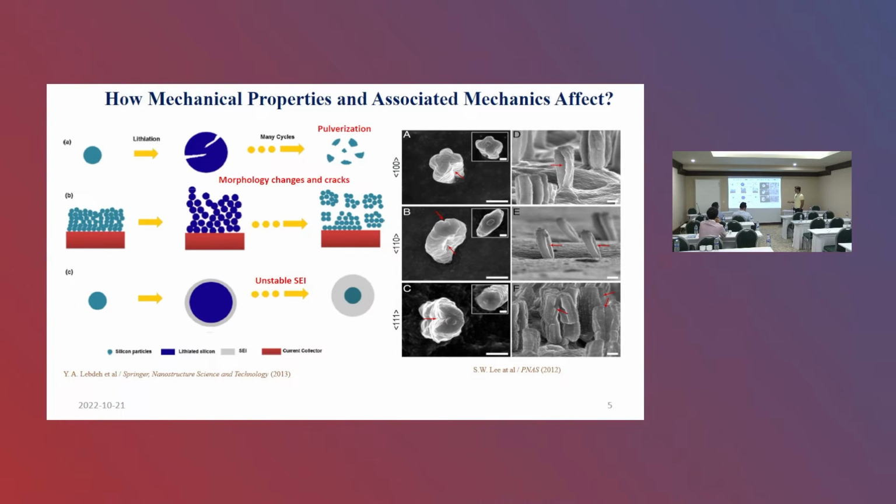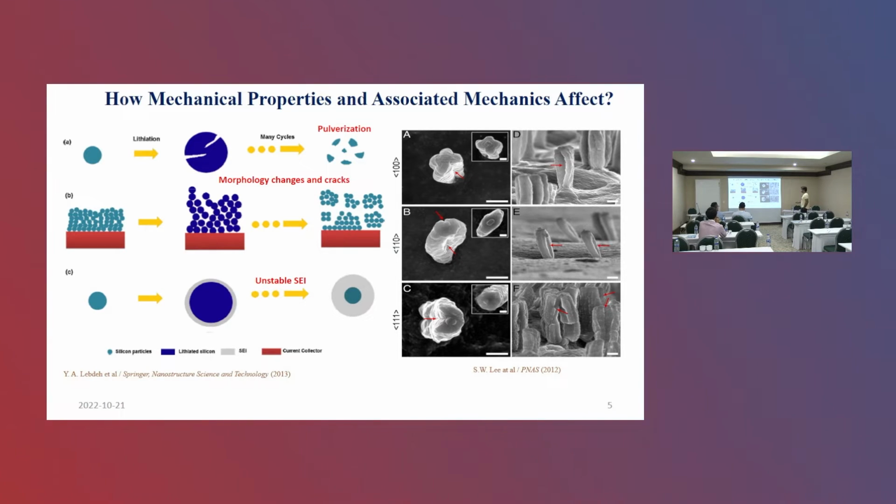The third mechanism is unstable SEI. SEI is the solid electrolyte interface. You have the electrode and the electrolyte, and at the interface there is a very complex molecule or composite. The thickness of that SEI layer is important. With the passage of time, it builds up, which can cause failure or also hinder the further motion of lithium ions.